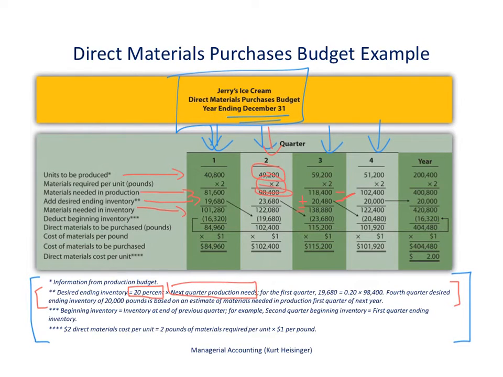And then we're going to deduct from that our beginning inventory, and that's what this arrow is all about here. It comes from the ending inventory from the previous quarter. So we're going to deduct that 23,680 pounds, and that tells us exactly what we need to buy. So that's this right here. For the third quarter, we need to purchase 115,200 pounds of direct materials.